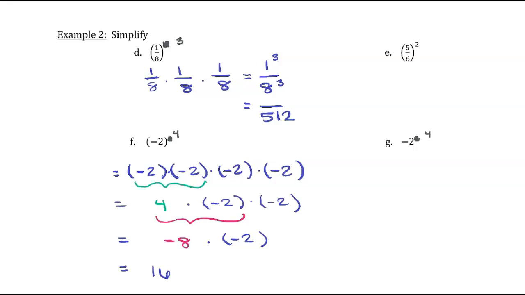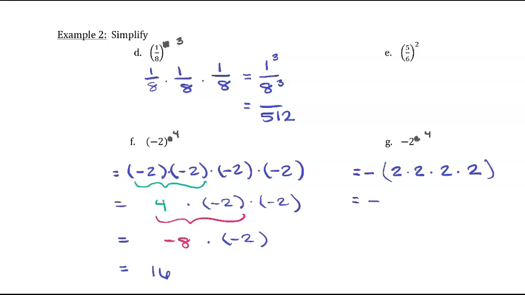Now look at G. F and G are very much the same, except that F has parentheses and G does not. That means that this isn't negative 2 raised to the 4th power. This is negative 2 to the 4th power. In other words, this is negative 2 times 2 times 2 times 2. Think of the 2 as raised to the 4th power, and the negative is on the outside. Whereas in F, that negative was on the inside and also going to be part of that factor multiplied by itself 4 times.